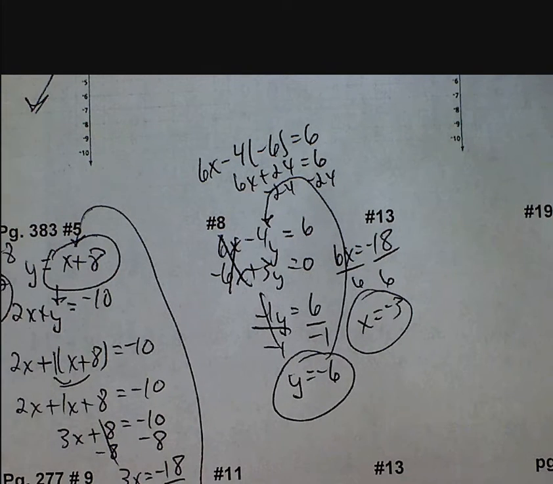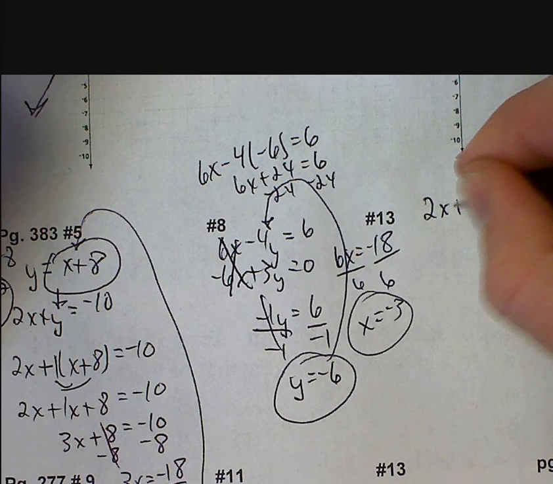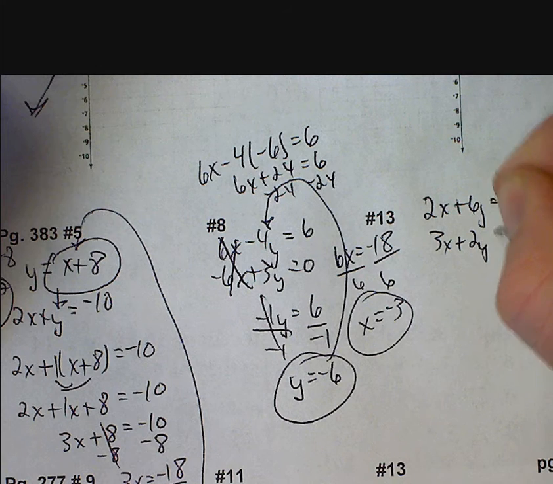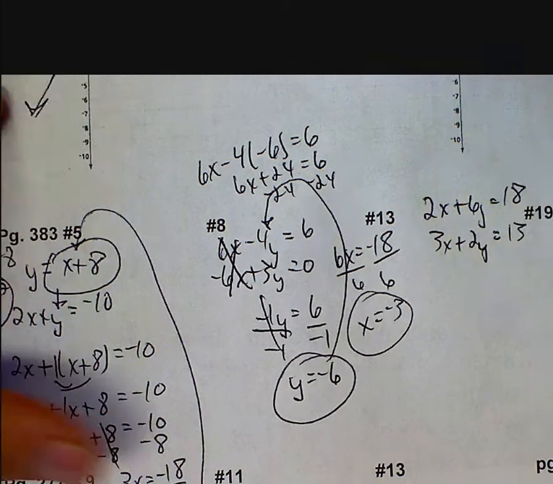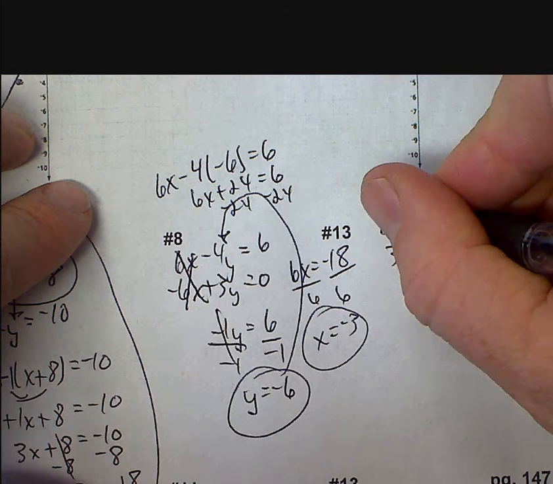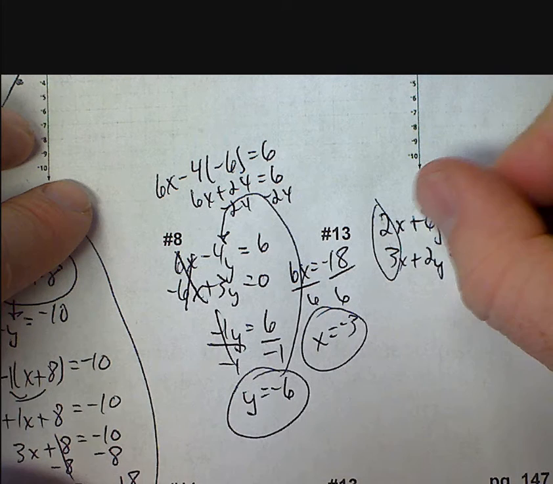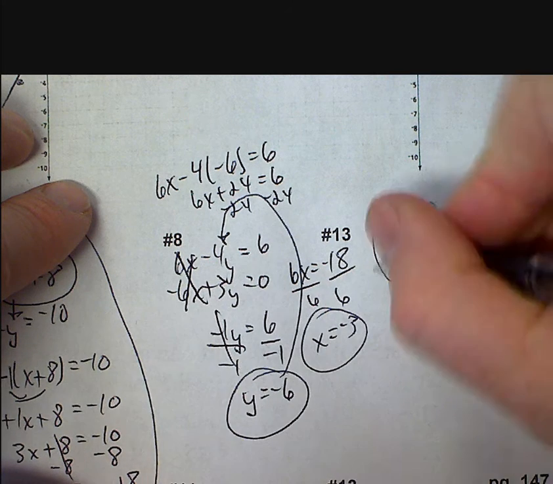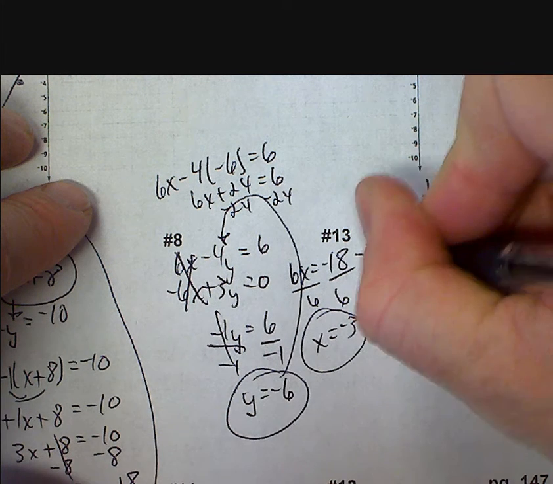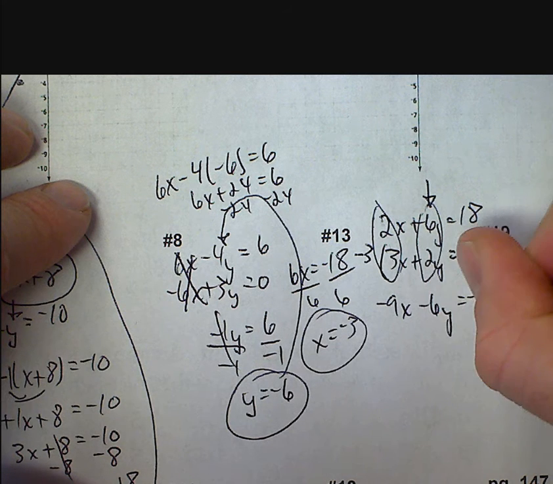Number 13, they say use elimination, and they give me 2x plus 6y equals 18. They give me 3x plus 2y equals 13. If I want to eliminate, I can change these into opposite numbers, or I can change these into opposite numbers. I like these, so I would multiply this by negative 3. That gives me negative 9x, negative 6y, negative 39.